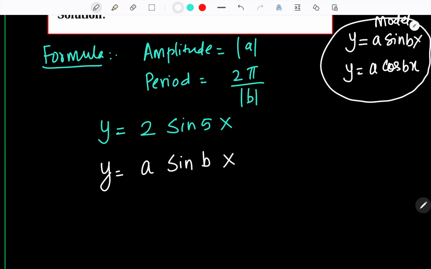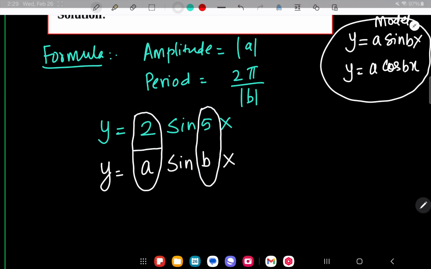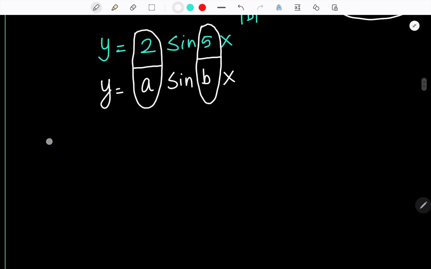Just compare now. Compare your A: A is equal to 2. Compare your B: B is equal to 5. Got it, everybody? Very easy. Just write the general equation, or the model, of the sine curve and then compare. So from this, your A value is equal to 2 and B value is equal to 5.